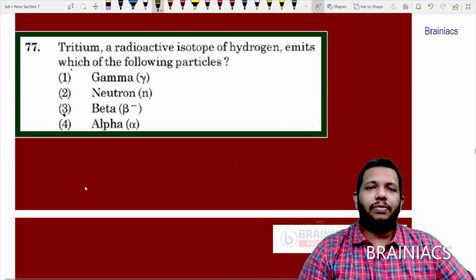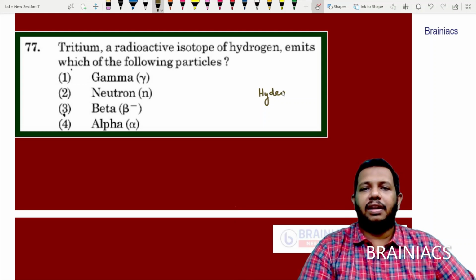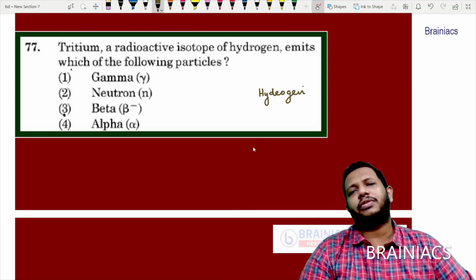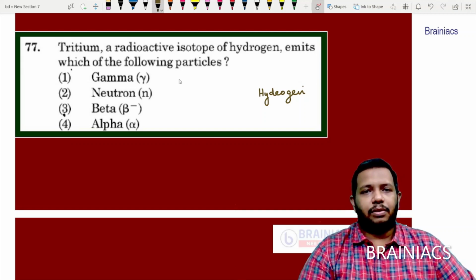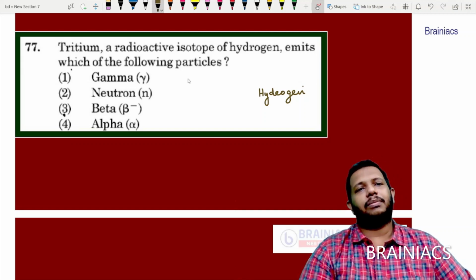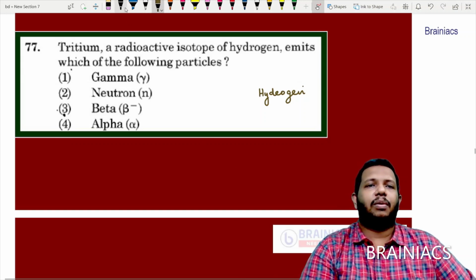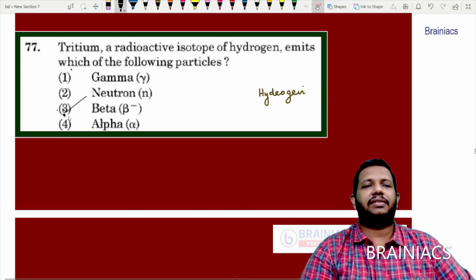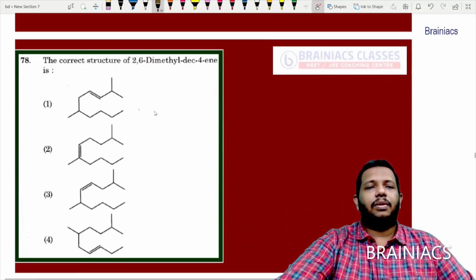Okay, the next question is from the chapter hydrogen. Please remember, in this NEET exam, they have touched almost every chapter. Tritium is a radioactive isotope of hydrogen. It emits which of the following particles? We know that reaction. It emits beta minus. Direct question. So option 3, beta minus, is the correct answer. Let's go to the next question.